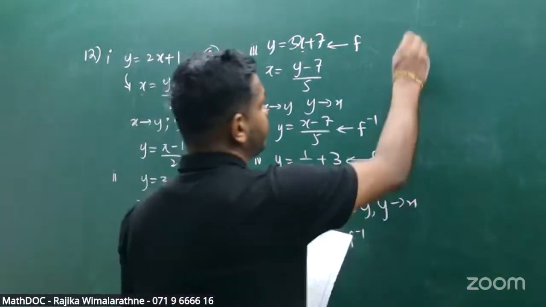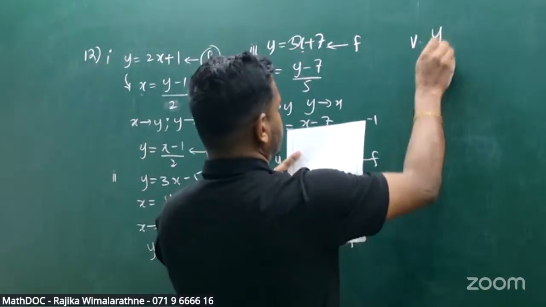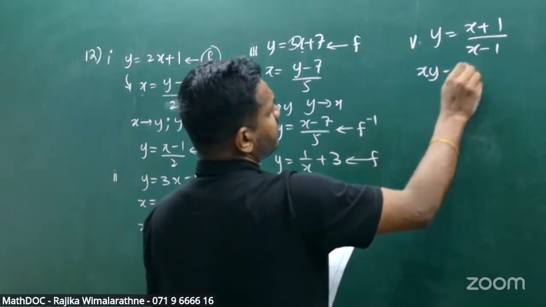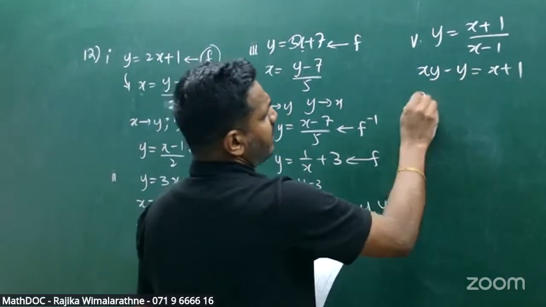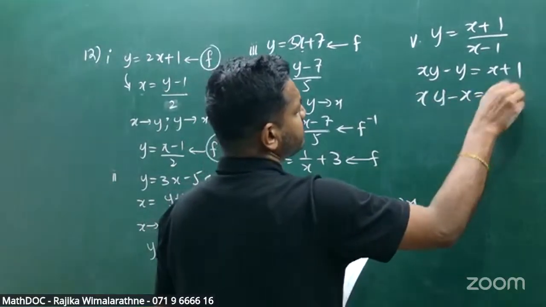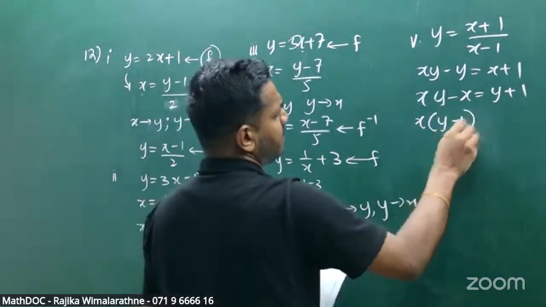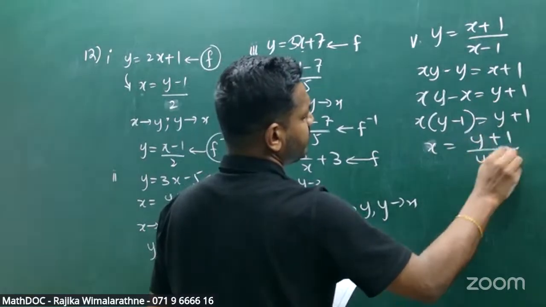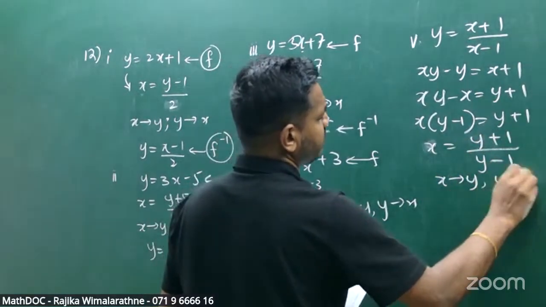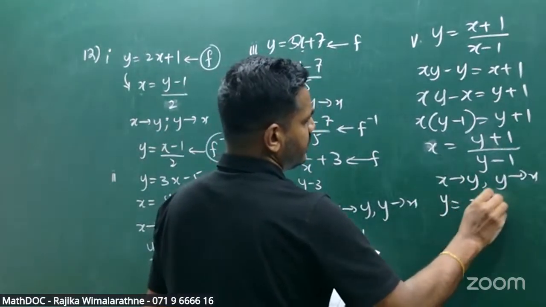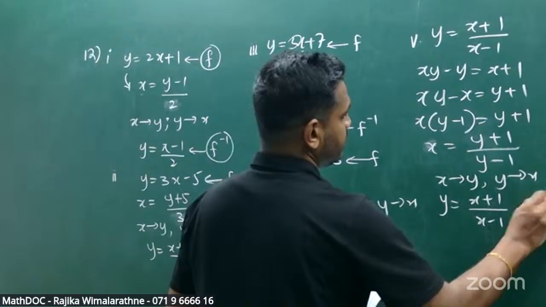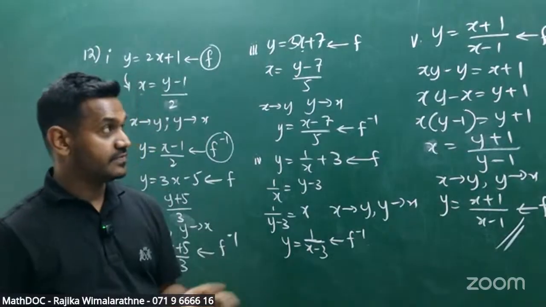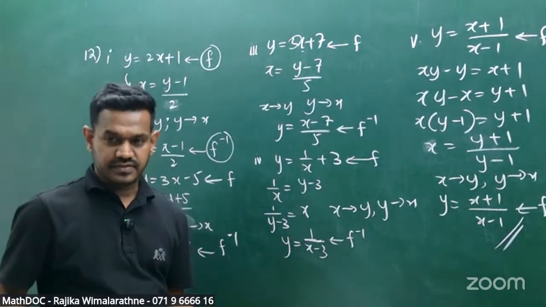Then the fifth one, y equals x plus 1 over x minus 1. Cross multiply: xy minus y equals x plus 1, get x outside. Then subject x, replace x by y and y by x. y equals x plus 1 over x minus 1. Here the inverse function, here the function. We have to subject x first. Okay, complete.